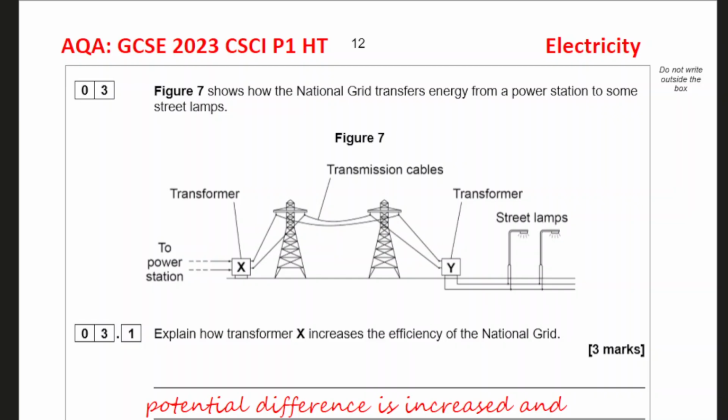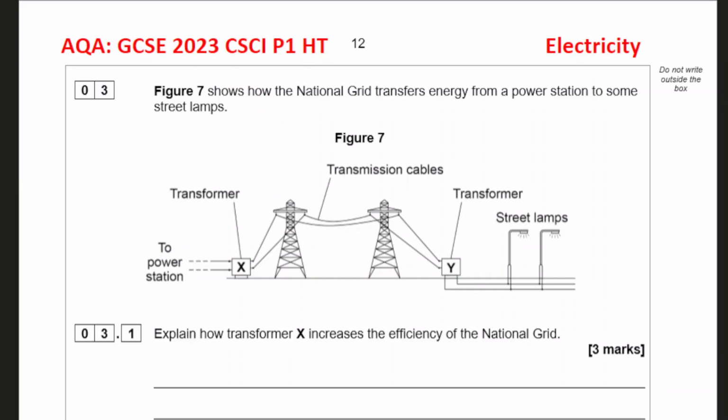Question number 3 from the 2023 Combined Science Physics Paper 1 Higher Tier is on the topic of electricity. Figure 7 shows how the national grid transfers energy from a power station to some street lamps. Explain how transformer X increases the efficiency of the national grid.